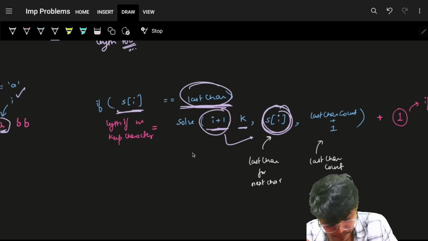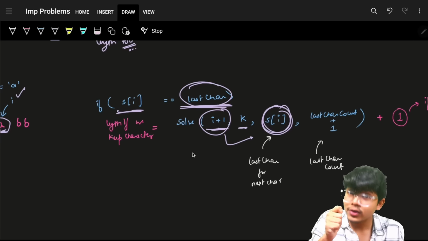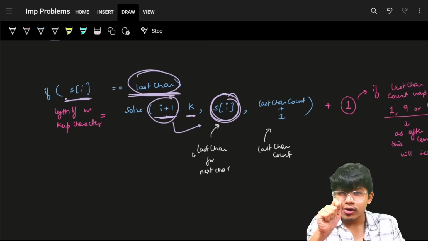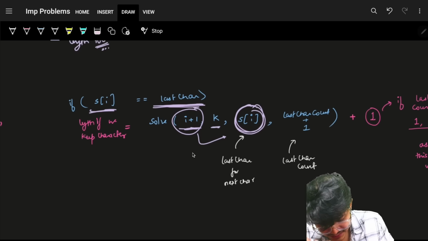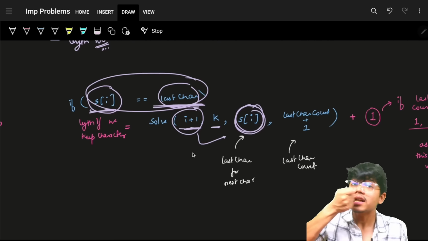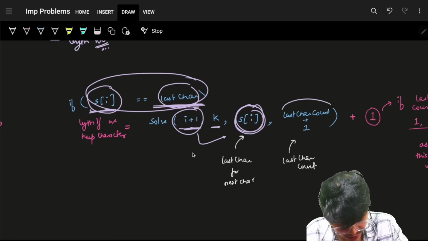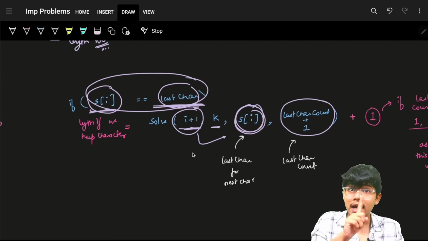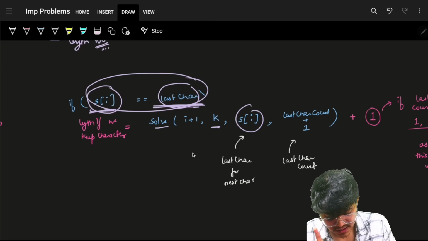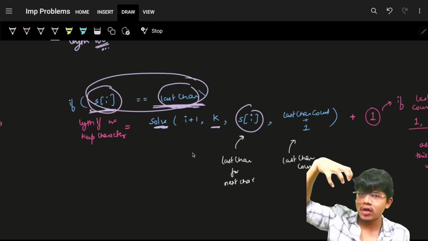Because you remember I have to compare with the last character, so I need to have the last character with me. And you also saw that if the current character is equal to my last character, then for sure the last character count has increased by 1. But this is the simple recursive call, which means the solve function is nothing but the recursive call which you have at the top.